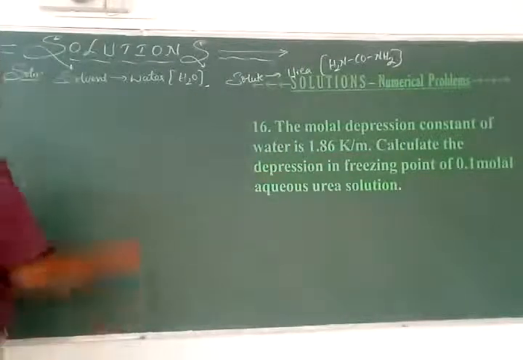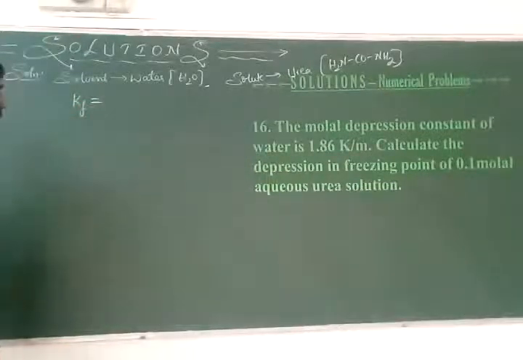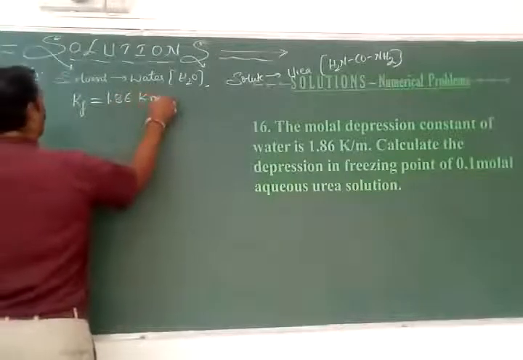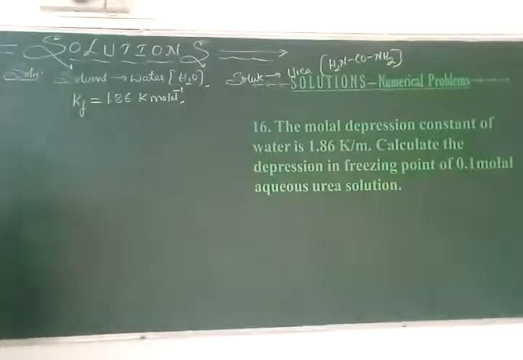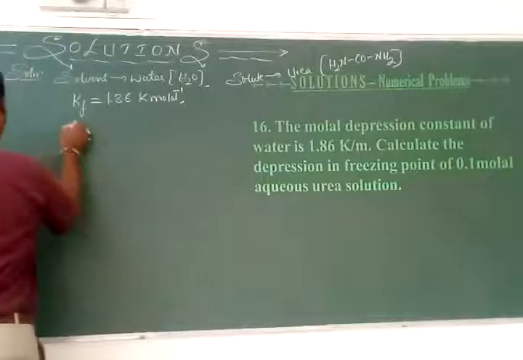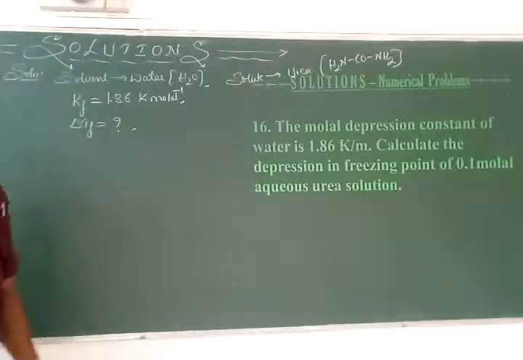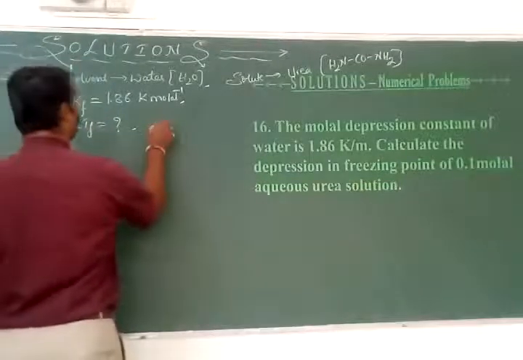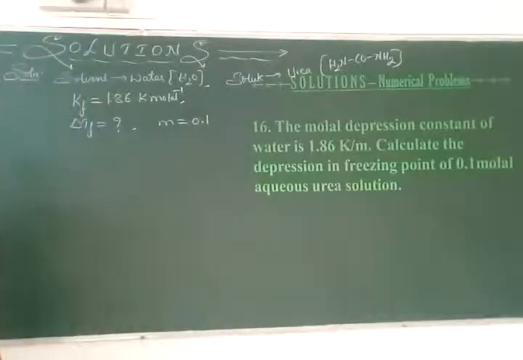Okay. The molar depression constant of water, or of a solvent, is given by the symbol Kf. What is the Kf value? 1.86 Kelvin per molal. Calculate the depression in freezing point, which is given by delta Tf, of 0.1 molal aqueous solution. Molality is given as 0.1.